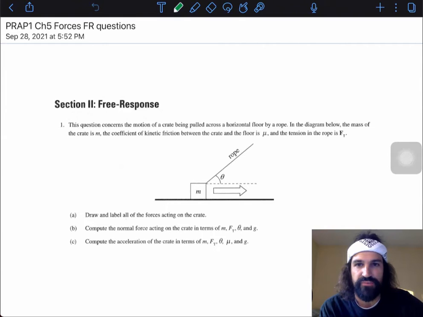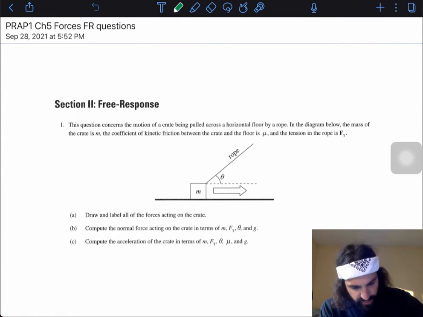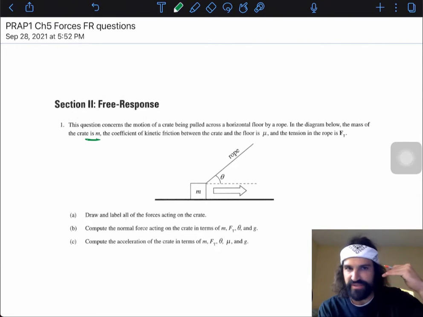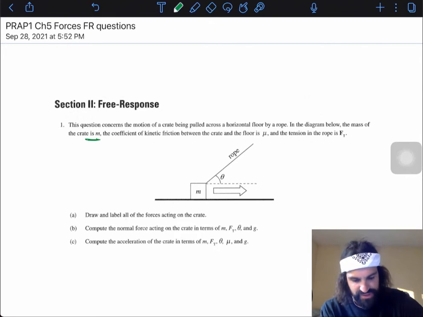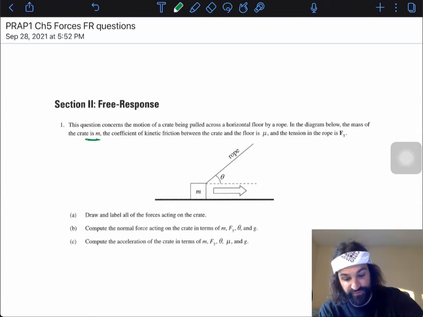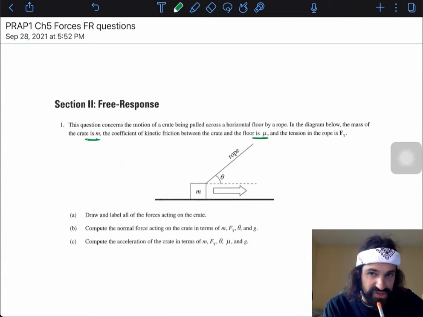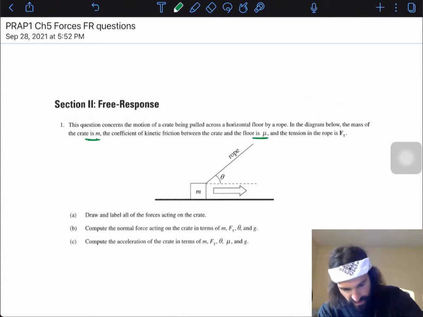So the first thing I'm going to do is read through the question. We have a crate being pulled across a horizontal floor by a rope, and we have a massive crate M, so that's given. They say the mass is 2 kilograms. It's a given value, even though it is just a variable. Coefficient of friction is mu. Hey, there is friction. That's something to pay attention to. And the tension in the rope is Ft.